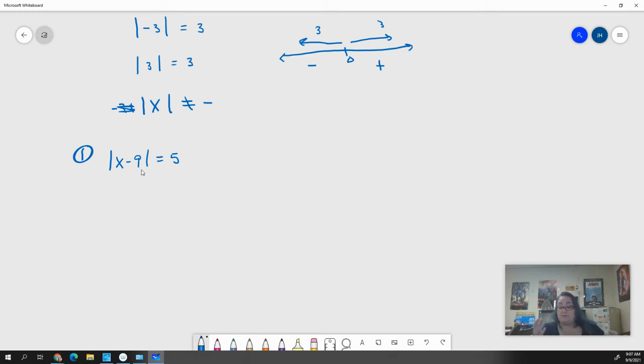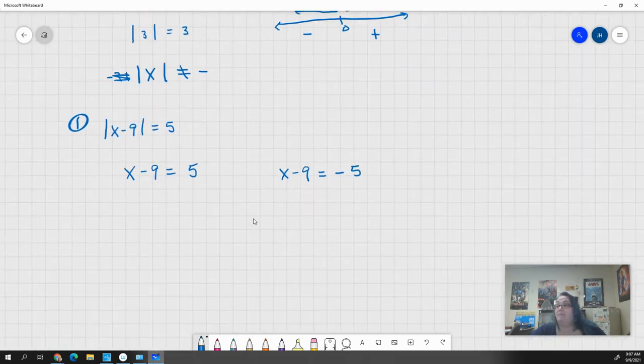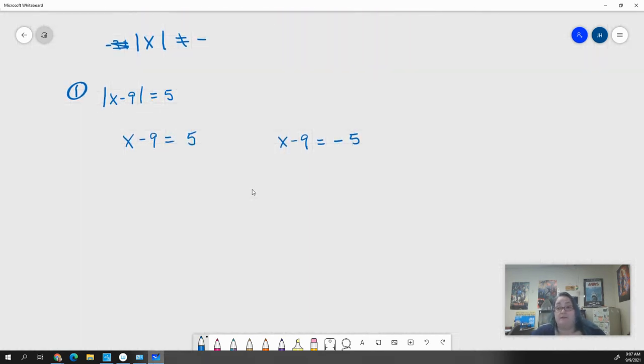And step 2 tells us to create 2 equations, right? 2 cases. One set equal to the positive and one set equal to the negative. And that means we're going to take everything inside this absolute value, x minus 9, and we're going to set it to positive 5. And then we're going to go x minus 9 equals negative 5. And we're going to solve both of those problems, right? We're going to have potentially 2 solutions to every problem.